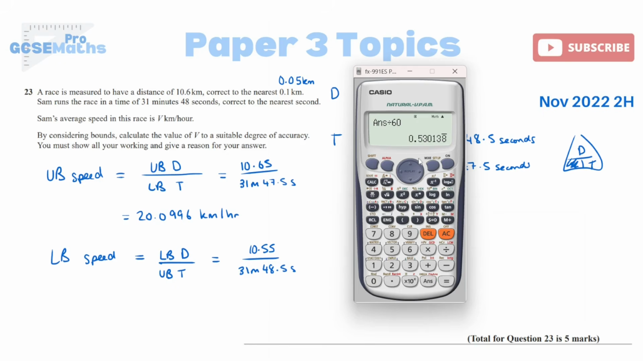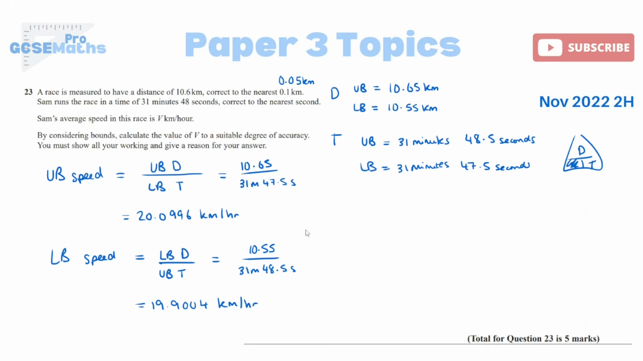You can see it gives me 0.53 of an hour. Now I can divide my 10.55 by that. And I get 19.9. Obviously, it should be a smaller number than your original one. 19.9004, something like that. So we've worked out both, but we do need to have one answer, the value, just one. So that's when they say to the suitable degree of accuracy, have a look at both. When they ask this question, it should round kind of obviously to one number.